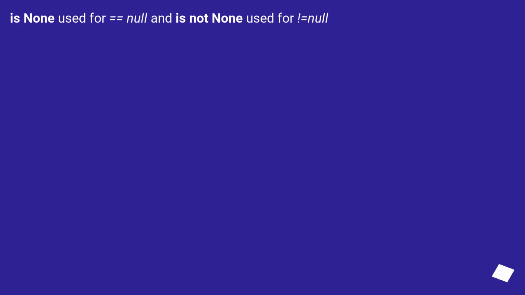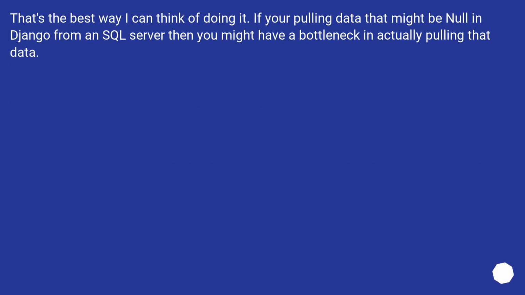Is "is None" used for equals null and "is not None" used for not equal null? That's the best way I can think of doing it. If you're pulling data that might be null in Django from an SQL server, then you might have a bottleneck in actually pulling that data.